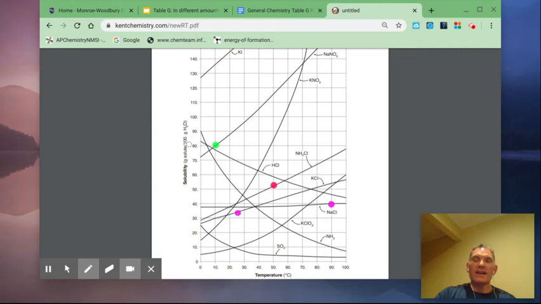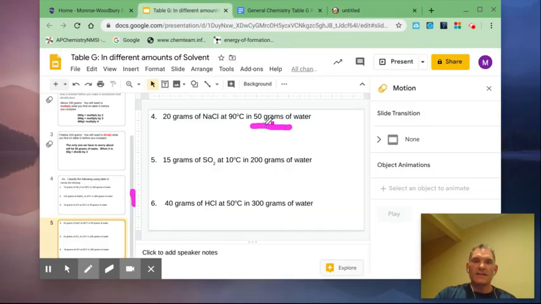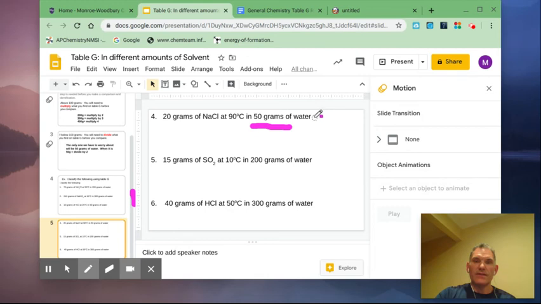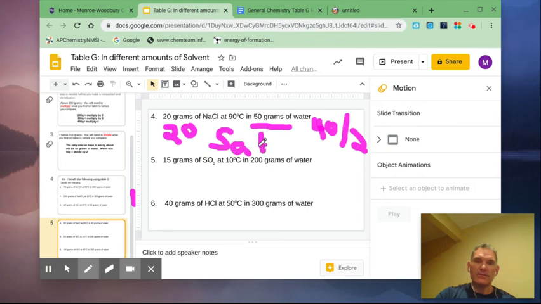100 divided by 2 for 50. So that's going to make this 50 grams of water. So I'm going to take 40 and divide 40 by 2. That makes this 20. So 20 would be saturated. And notice 20 is what I gave you. So 20 equals 20. So for this problem, it's going to be saturated. Not too bad, right? Let's go to number 5.